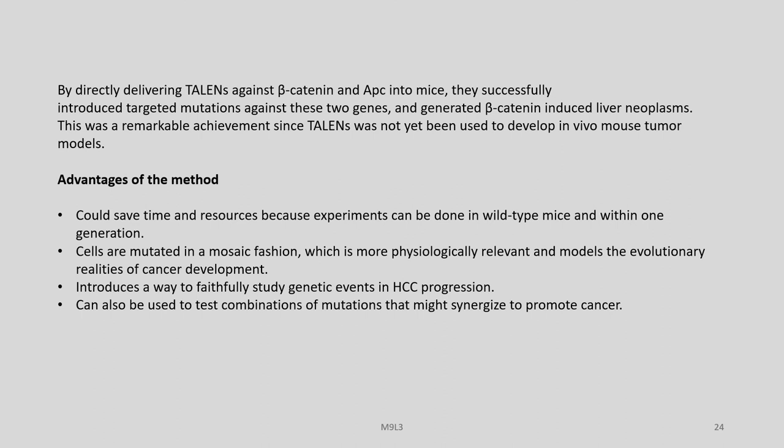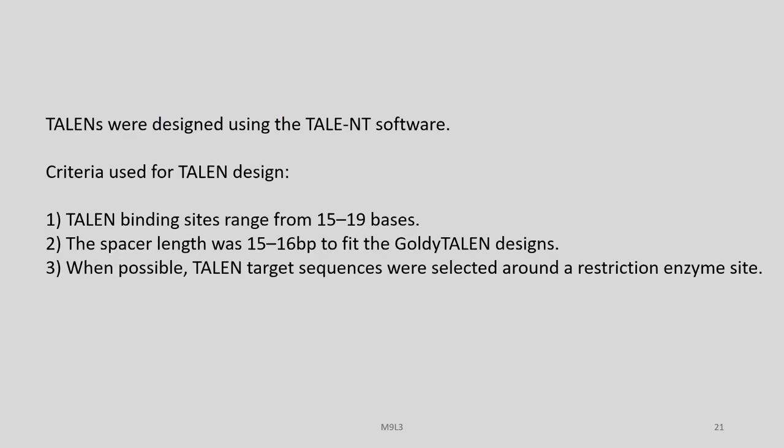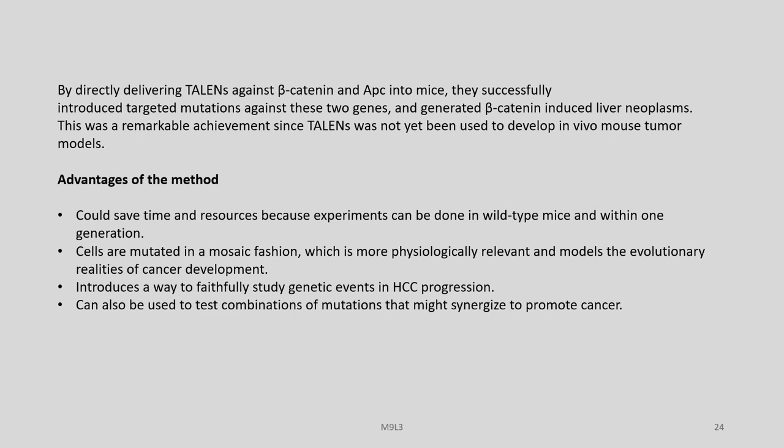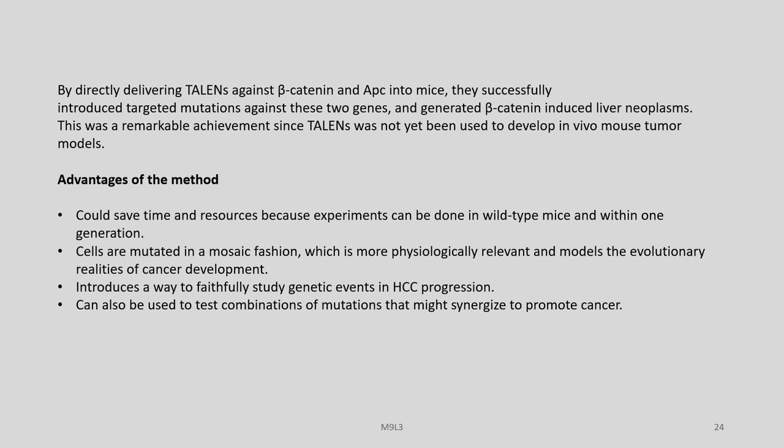By directly delivering TALENs against beta-catenin and APC into mice, Zhang et al. successfully introduced targeted mutations against these two genes and generated beta-catenin induced liver neoplasms. This was a remarkable achievement since TALENs had not yet been used at the time to develop in vivo mouse tumor models. Some of the advantages of the method developed by Zhang and associates are: it could save time and resources because experiments can be done in wild-type mice and within one generation.